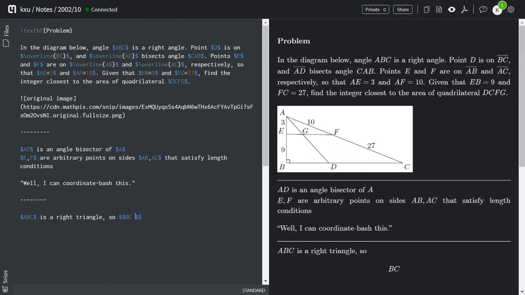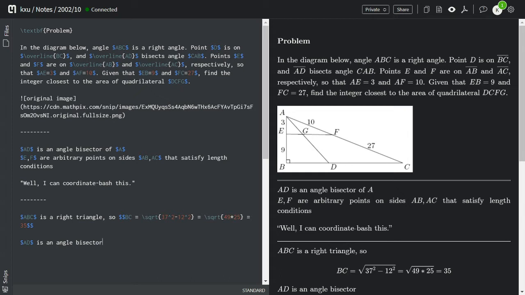So BC is equal to the square root of 37 squared minus 12 squared, and some easy difference of squares gives this to be 49 times 25, which is 35. So that is BC. And now, because AD is an angle bisector, we have these ratios, which are pretty important. And you should definitely memorize them if you haven't already.